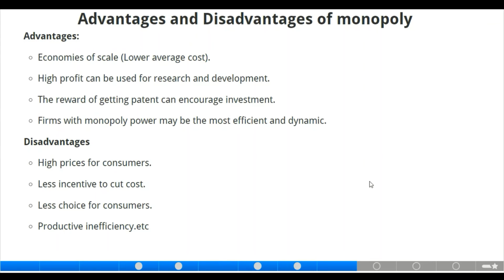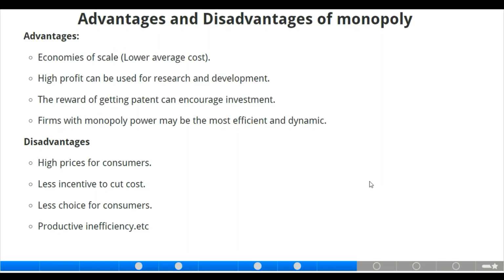We also have high profits that can be used for research and development. Of course, there we have high profits in monopoly, since there will be many buyers and we will just have one single seller there. And the reward for getting a patent can also encourage investment. Of course, a patent is the legal instrument that encourages what? Innovation. And firms with monopoly power may be the most efficient and dynamic also. Of course, they will be optimally allocated to serve each individual in the best way.